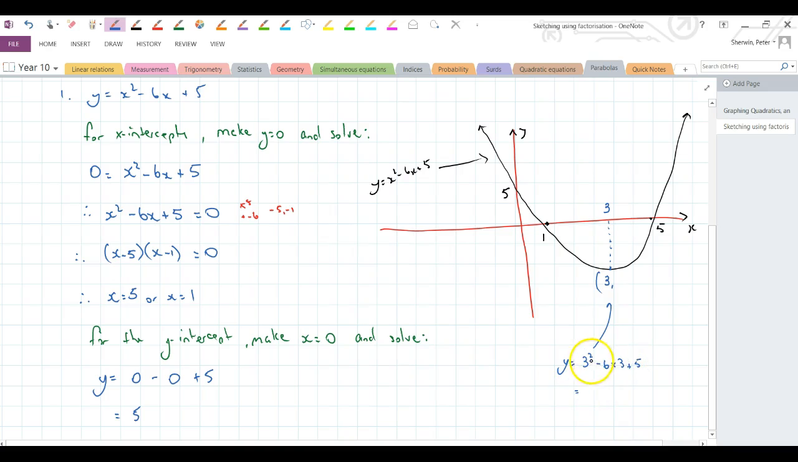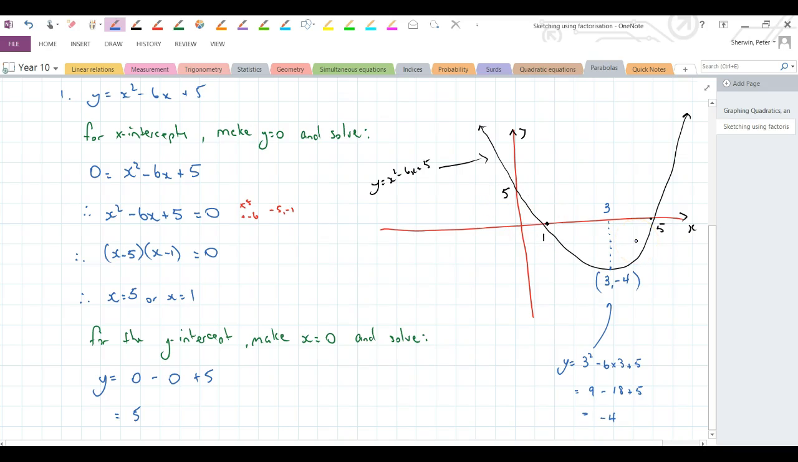Let's put all that through my brain. 3 squared is 9 minus 18. So I get 9 minus 18 plus 5. So it's minus 9 plus 5, which I think is minus 4. So minus 4 is my y-coordinate at my turning point. And I've got a perfectly executed graph there. I've got all the information I need on there, and everything's good.